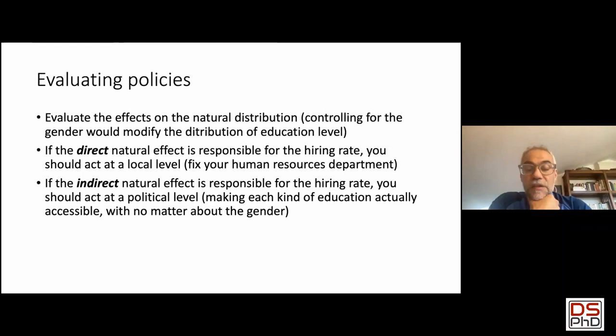So if the direct natural effect, gender hiring, is responsible for the hiring rate, you should act at a local level. So fix your human resources department, or probably fire the head of the department. But if the indirect natural effect is responsible for the hiring rate, you should act at another level, at a political level, if you can. So making each kind of education actually accessible no matter the gender. And this is a different thing. And if you are a CEO of a firm, you want to understand if there is a direct natural effect. If you are the president of your nation, you want to understand if there is an indirect natural effect.